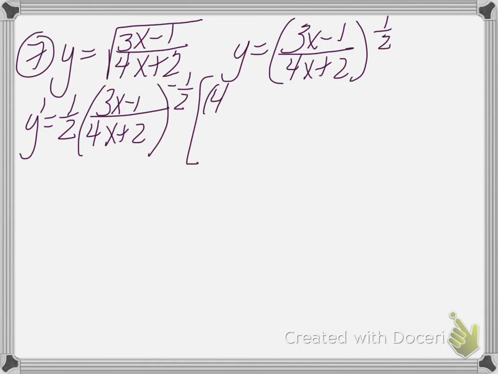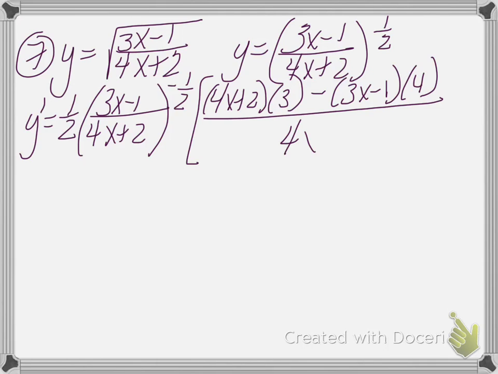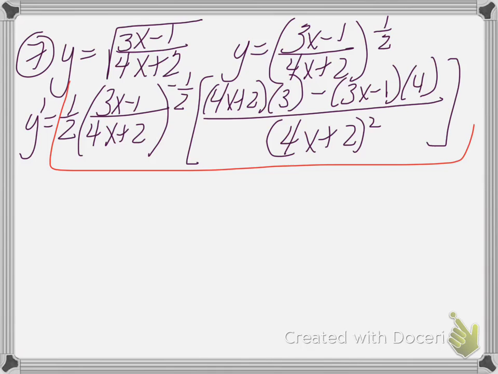So it's the bottom times the derivative of the top minus the top times the derivative of the bottom all over the bottom squared. Okay, that's the answer for that. Okay, next is number 8.